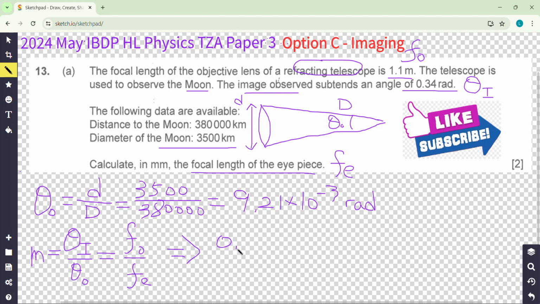So 0.34 over 9.21 times 10 to the power -3. Which one is given? f naught. You mark it, you see, very useful. And fe is unknown. So give yourself some time to do the calculation.